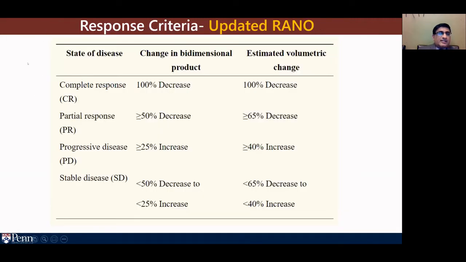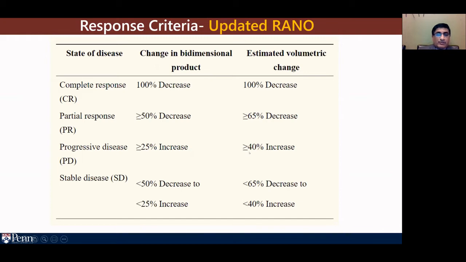And then what is the response? How do we determine the response based on the updated RANO criteria? If there is a 100% decrease in the tumor volume or in the SPD, meaning there is no evidence of any tumor after the end of the chemoradiation therapy, then we consider it a complete response. If there is more than a 65% decrease in the tumor volume, or more than a 50% decrease in the SPD, then the lesion may be considered a partial response.